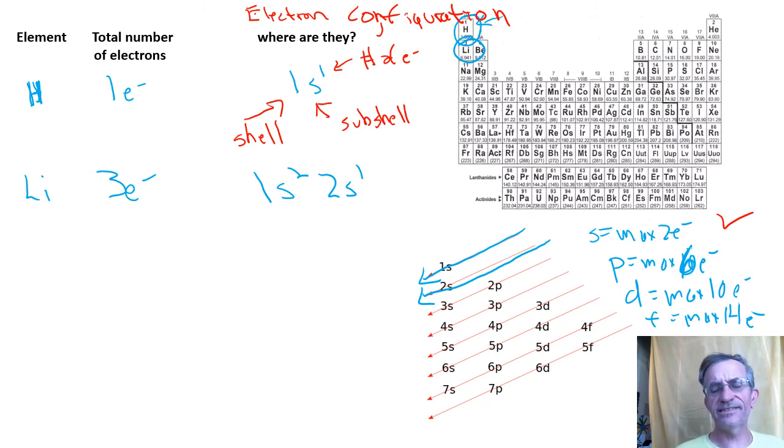Where are the electrons in an atom? Why do we care? Because it's going to help us understand how atoms behave. We're going to get to that in the next lecture, actually. All right, let's do a couple more. I'm going to skip ahead a little bit. Can't do every darn element.